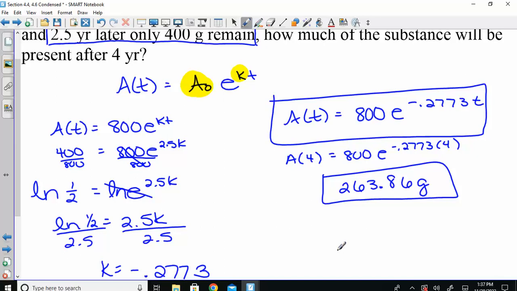So is this one exponential growth or decay? Decay, because we have less as time goes on. All right. So far, so good? Yes. Absolutely.